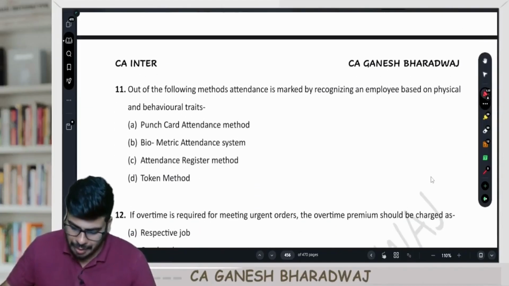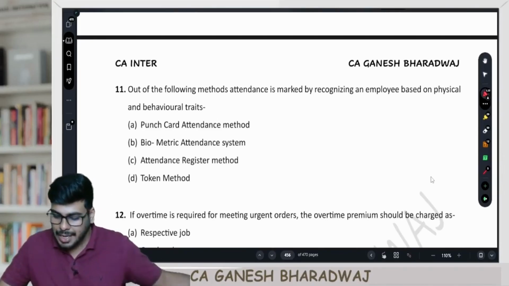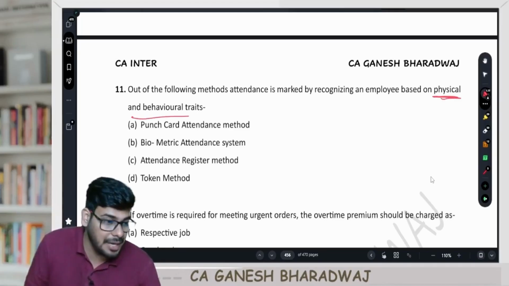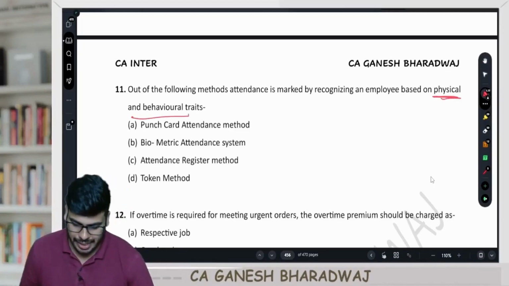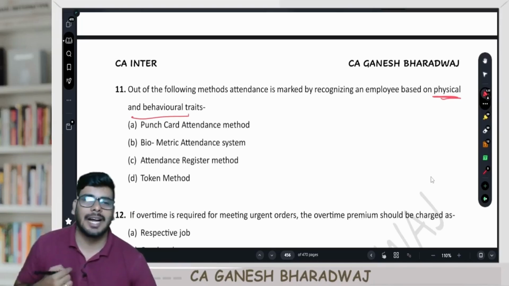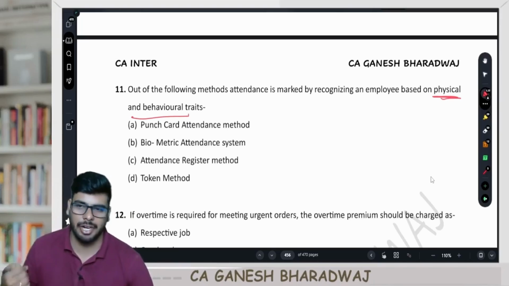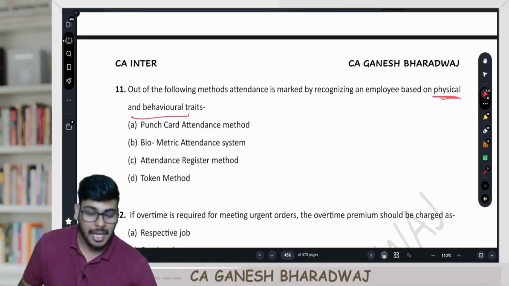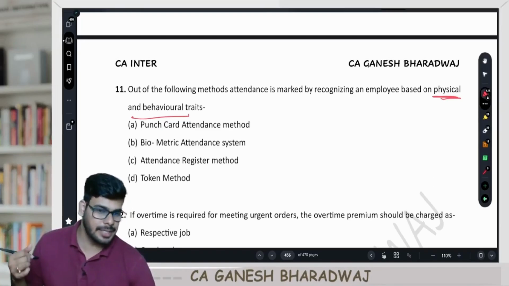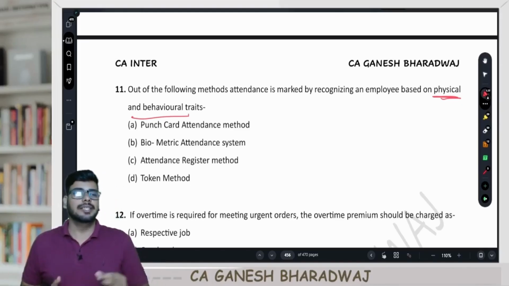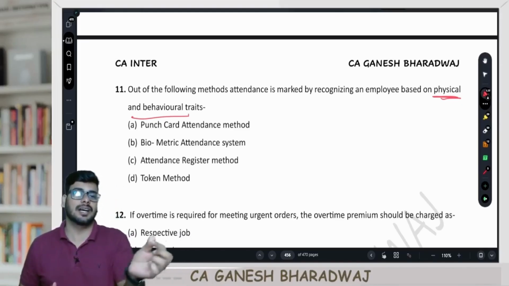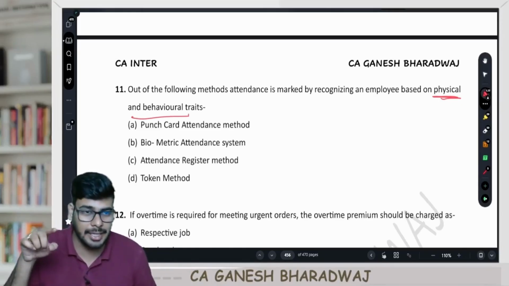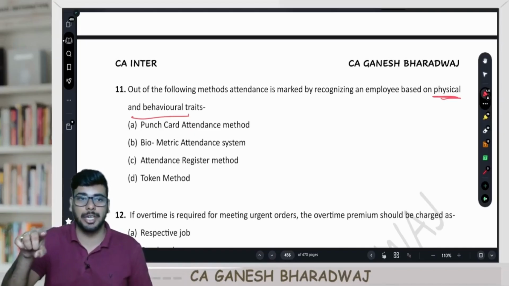Out of the following methods, attendance is marked by recognizing an employee based on physical and behavioral traits. Now, guys, look at this. If you are entering or exiting the office, I can maintain a manual attendance register, or I can have a punch card attendance. They will be given a card, like an access card, and if they tap near the door, it will scan and only then the door will open. Or have you seen biometric attendance, where you need to keep your fingerprint?